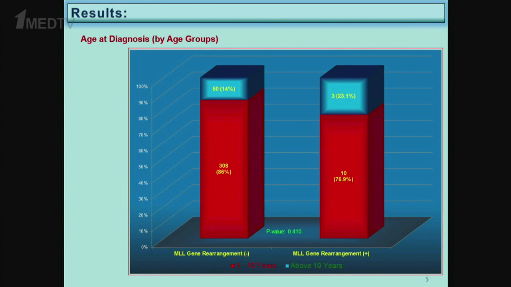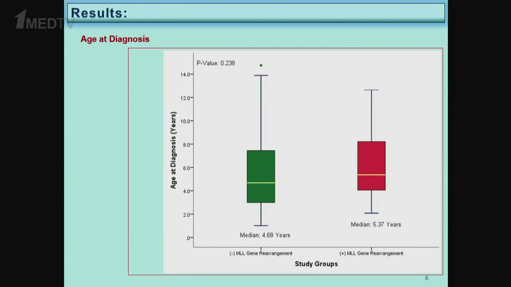And when we looked at MLL rearrangement positive versus MLL rearrangement negative for age, as you see here, 86% of the patients who are MLL negative were in the standard risk group, age less than 10 years, versus 76% in the MLL positive group, so almost the same. So age was not a barrier. The median age for MLL rearrangement negative was younger than the median age for MLL rearrangement positive, but did not reach statistical significance.